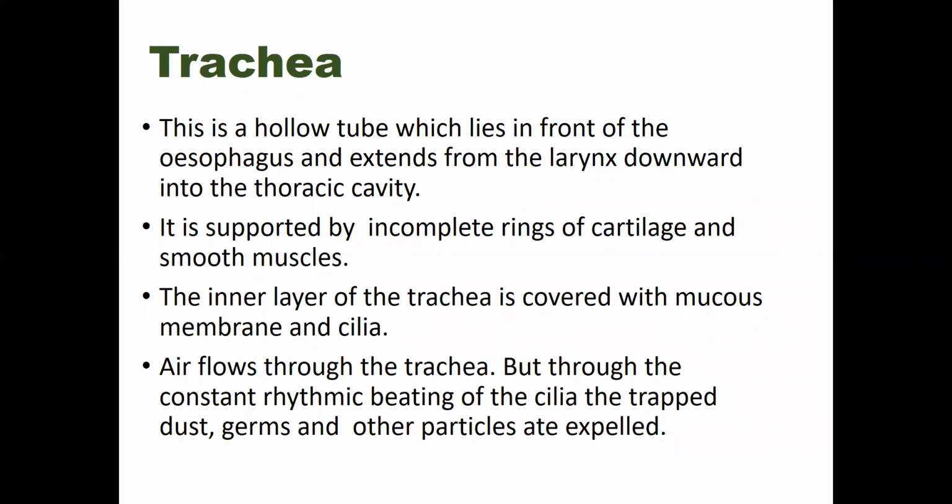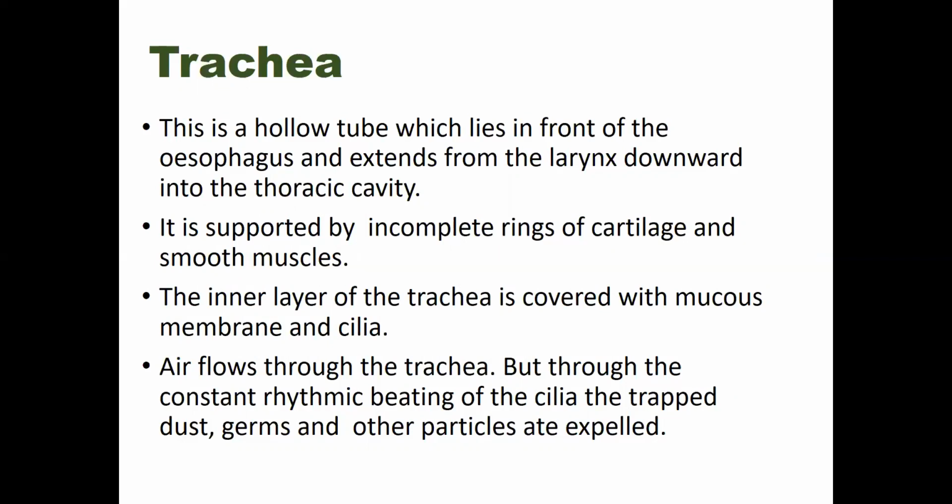It is supported by incomplete rings of cartilage and smooth muscle. Here the rings are incomplete because they are C-shaped cartilages. C-shaped cartilages are present here in the trachea. The inner layer of the trachea is covered with mucous membrane and cilia. Air flows through the trachea, and through the constant rhythmic beating of the cilia, the trapped dust, germs, and other particles are expelled.